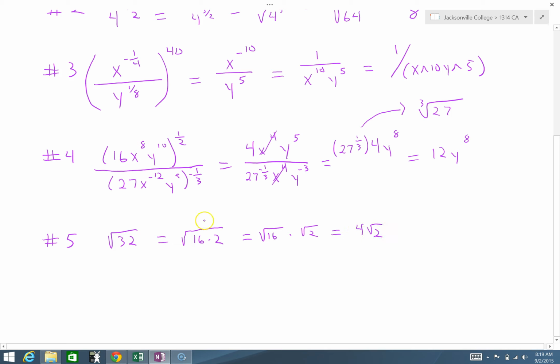But it's perfectly okay for you to think about going from this step to this step. The square root of 16 is 4. We write it on the outside of our radical. Much like it's a coefficient here, it's 4 times the square root of 2. 4 times the square root of 2 is equal to the square root of 32. And that concludes examples like 1 through 5.